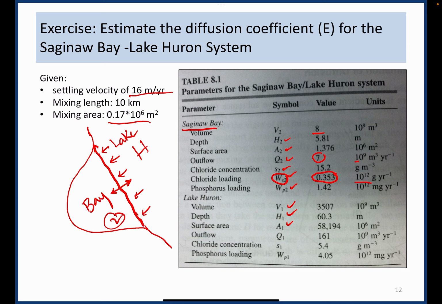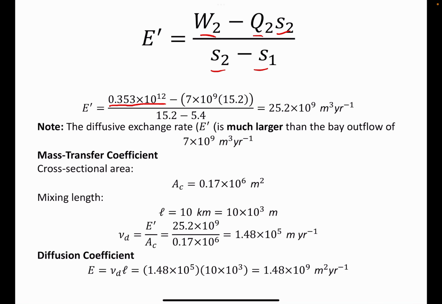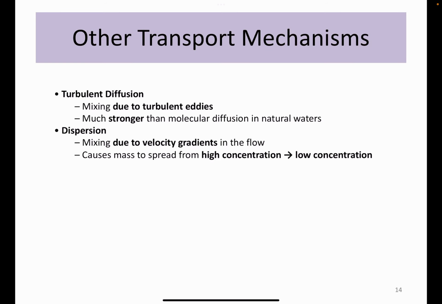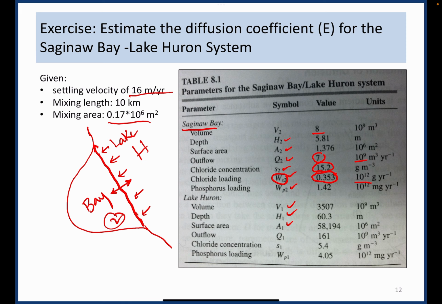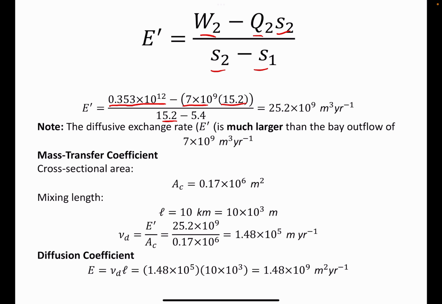this is 7 10 to the 9, and the chloride concentration is 15.2. So we have this times this divided by S2, 15.2 divided by S1. S1, the chloride concentration is 5.4 gram per meter cube. So this would give you E prime 25.2, 10 to the 9. Look at this, meter cubic per year. You can see the differences right now.